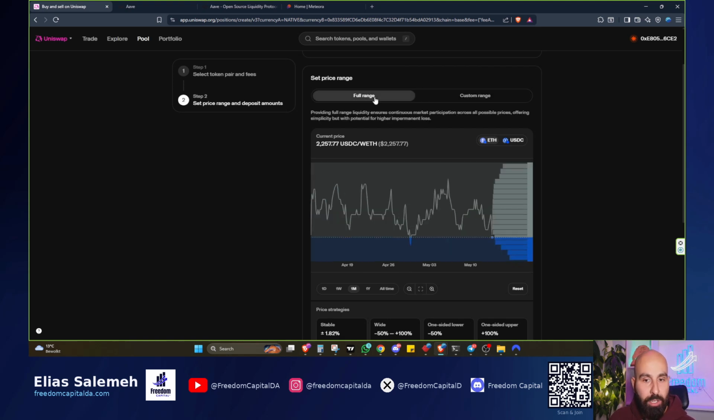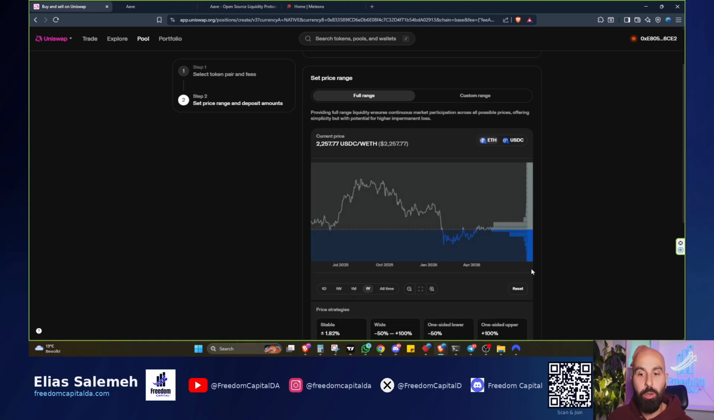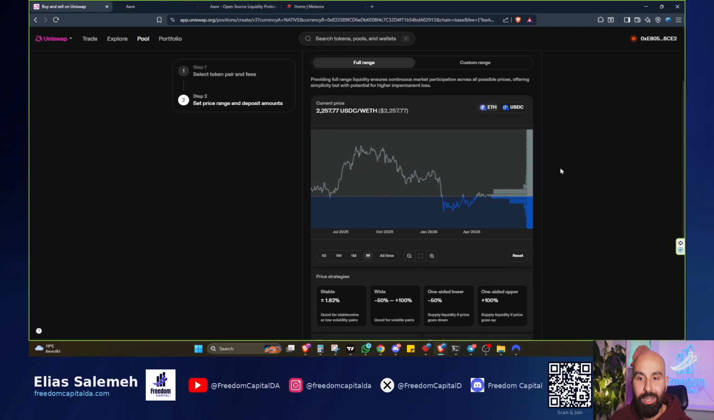If you choose the full range, then you are deploying liquidity for the full price range of Ethereum, meaning you are deploying all the liquidity for the full range of the price of Ethereum. So if I zoom out to the 1 year, you can clearly see that our liquidity will be concentrated in the middle, but there will also be a portion of our liquidity spread on the edges. When I say on the edges, this is the top of the price of Ethereum.